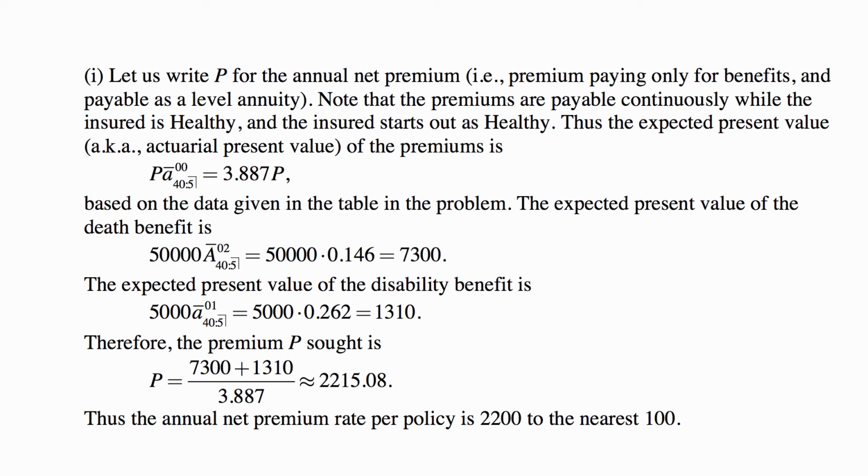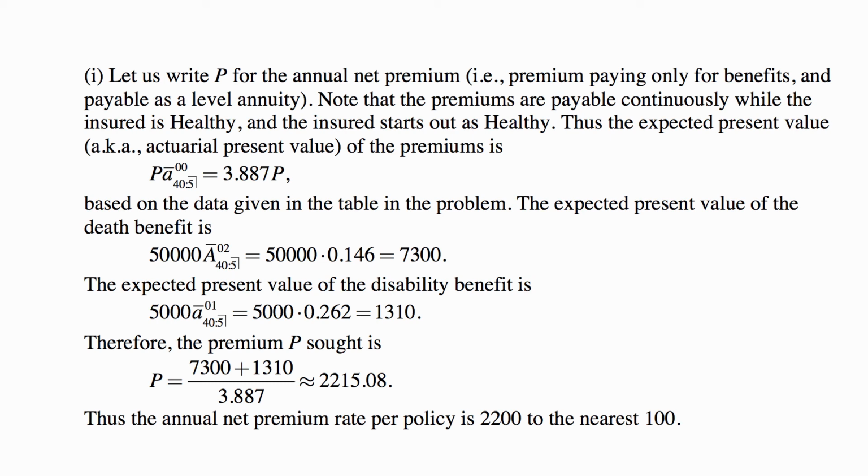Then the expected present value of the disability benefit is 5,000 A bar 40 colon angle 5 01. That's an annuity that is paid continuously to somebody who starts out healthy. That's the first superscript 0. And the second superscript 1 tells you that the annuity is payable as long as the person is disabled. Well, that's exactly how the disability benefit is paid. And that annuity value is given in the problem. It's 0.262. So we plug it in, multiply it by 5,000, we get 1,310.